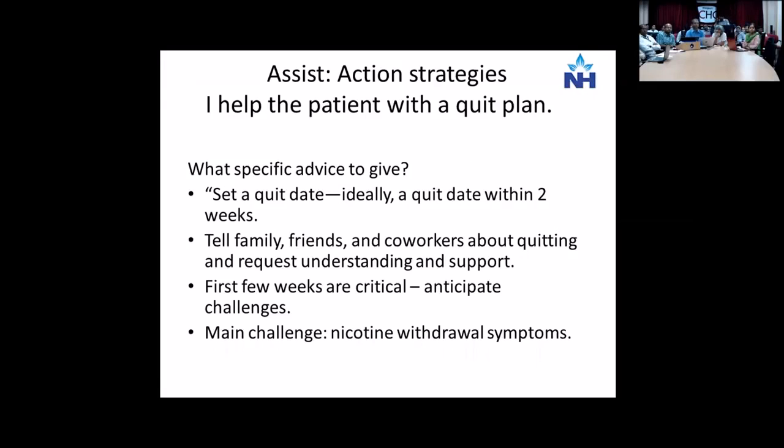What specific advice do I give? I get them to set a quit date, usually a couple of weeks later. I get them to get cooperative, helpful people to help them in the quit attempt. So they set a quit date with that person and request their understanding and support. The first weeks are often critical and you must anticipate challenges during that time. And the main challenge very often is the nicotine withdrawal symptom.